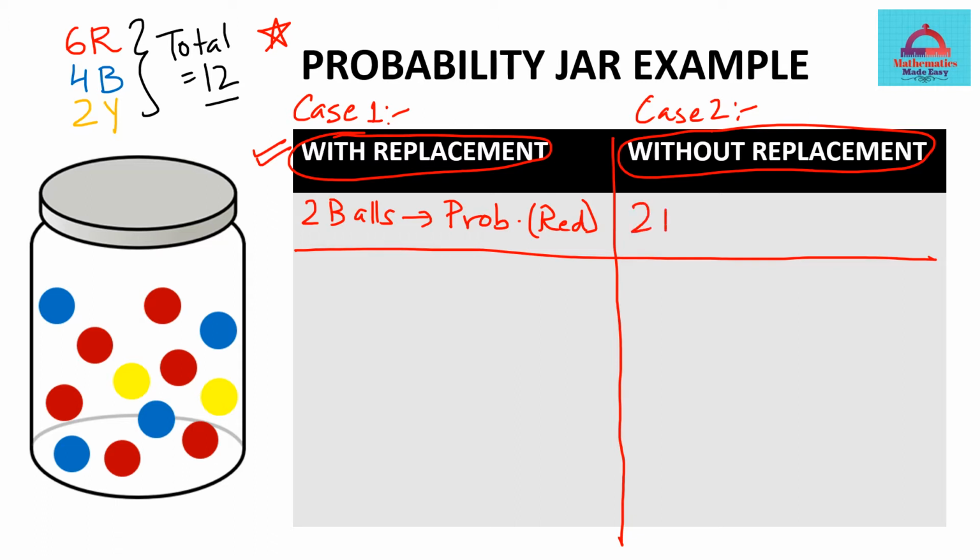So again, you need to find the probability that if 2 balls are taken out, those 2 balls are going to be red, one after the other. Okay, so let's come back to the jar and see how we can find the probability.